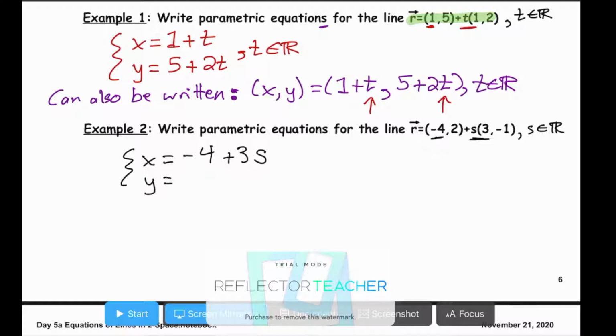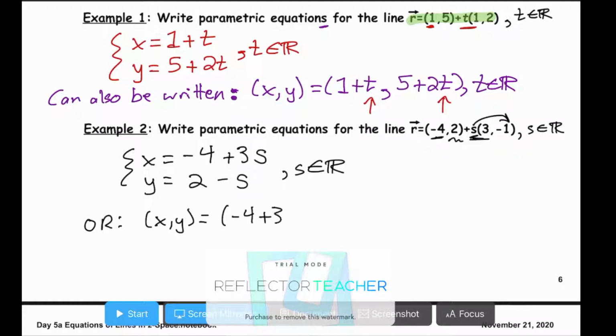And our y is equal to our y component, 2. And how many s's appear here? It's like the distributive property. s times -1 is minus s, so 2 plus -1s, or just 2 minus s. Don't forget to indicate and define that s, our parameter, is an element of the real. Or if we did the alternate notation, x, y is equal to -4 plus 3s, comma, 2 minus s, where s is an element of the real.